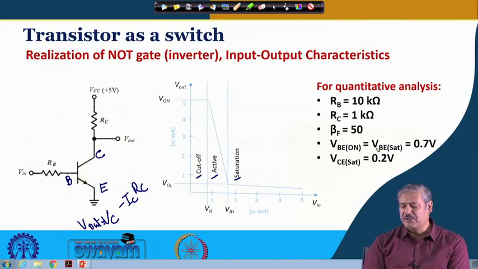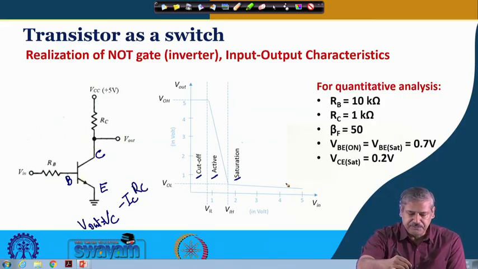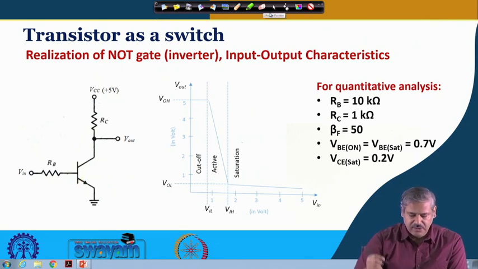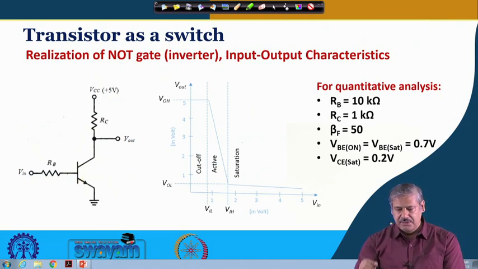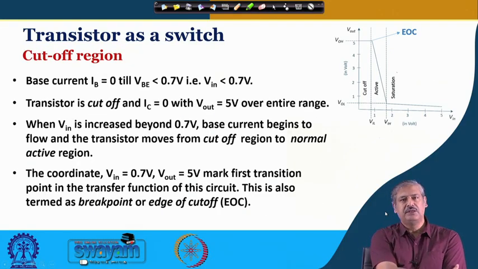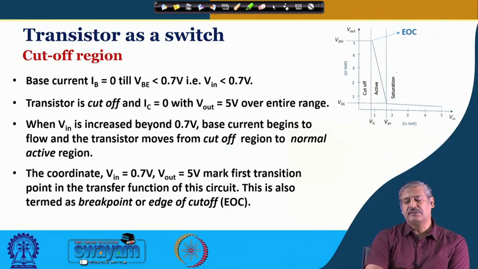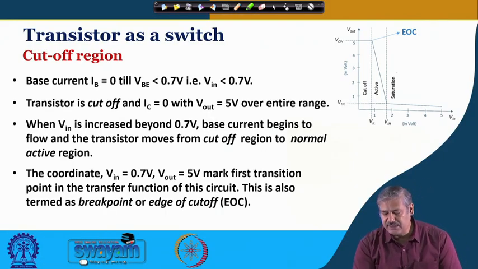Actually there will be a small increase in this voltage when it goes to saturation, and VC saturation we will consider as 0.2 volt, which again falls a little bit as it increases. So this is what we are going to do. With this, let us look at that characteristic.